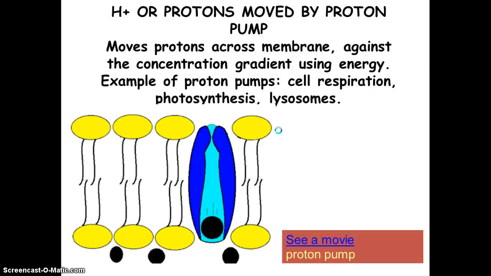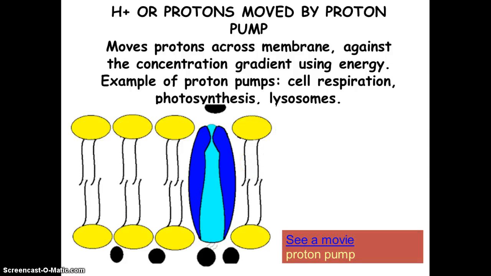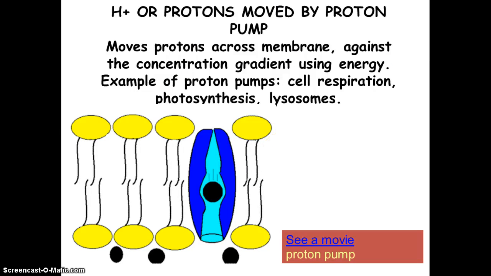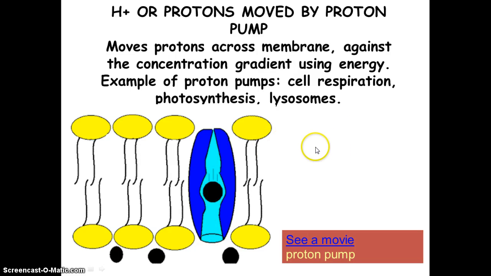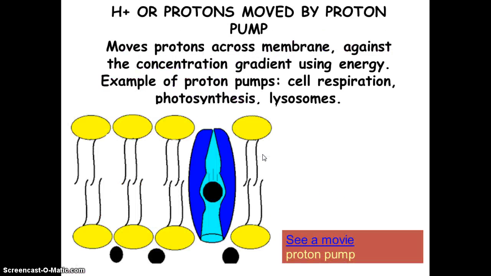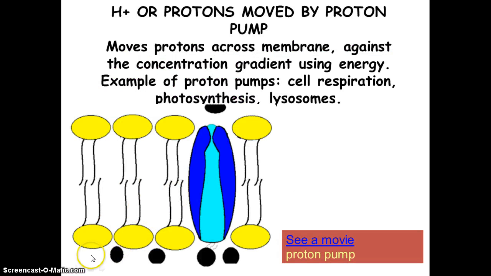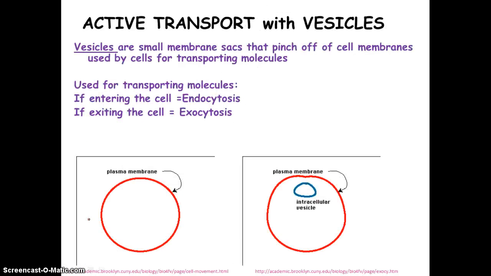Another kind of proton pump is the hydrogen pump. The hydrogen pump pumps hydrogen, again from low to high, and we're going to see this in cell respiration, photosynthesis, and lysosome. And the whole purpose, again, for this pump is to pump hydrogen, forming a concentration gradient of hydrogen from one side of the membrane to another side.